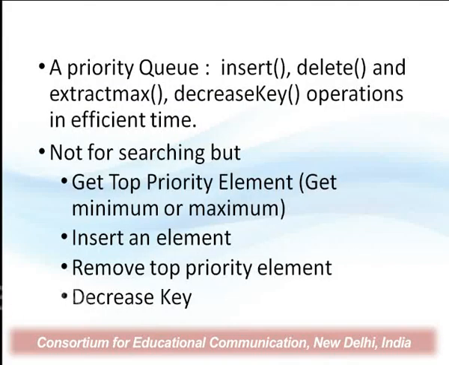So, now coming to the previous scenario, I need a priority queue in which the operations to be performed are insertion of a particular job which has its own priority, then deletion of a job with a priority. Let's say we want to delete a job, then we need to extract the job with the maximum priority, or we need to decrease the priority of a particular job. All these operations are required to be done in a priority queue in efficient time.